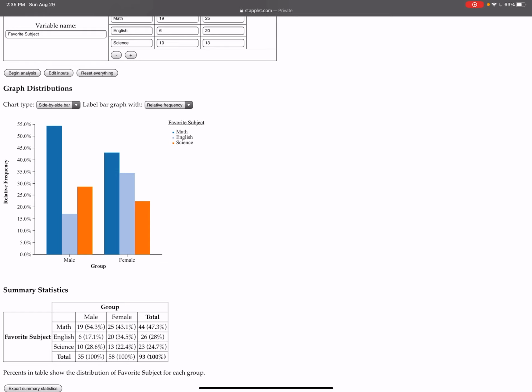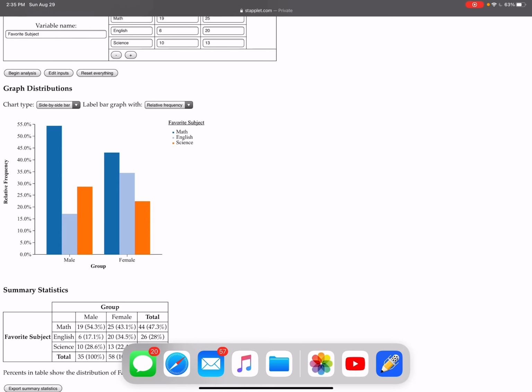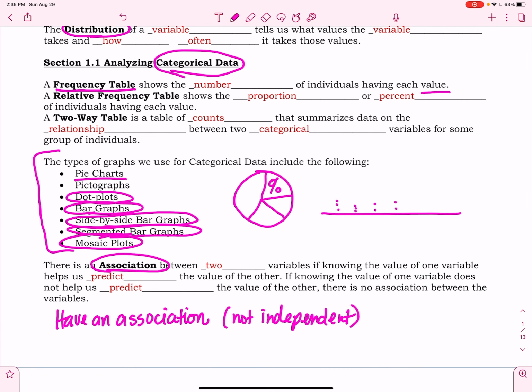A side-by-side bar graph just means I've got two separate bar graphs here, one for the males and one for the females. So hopefully that gives you an idea of what your categorical graphs would look like.